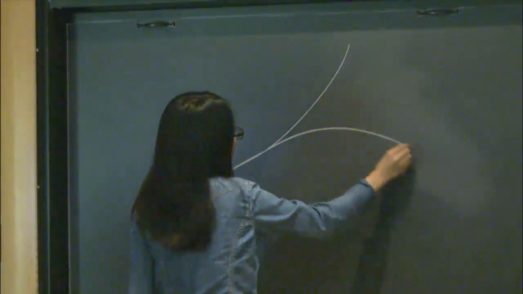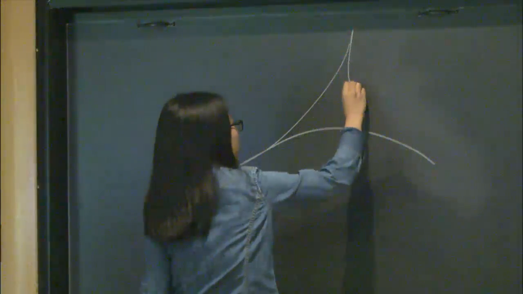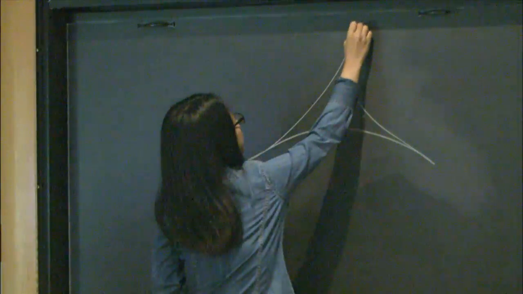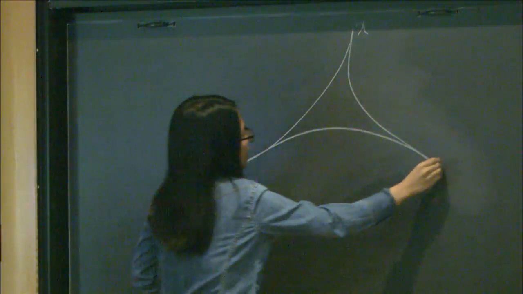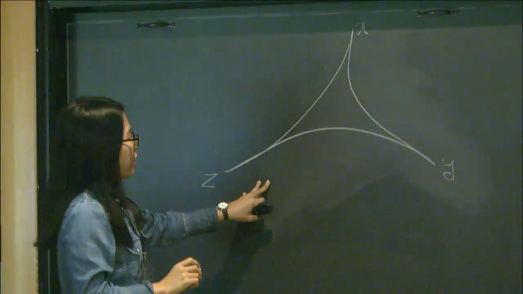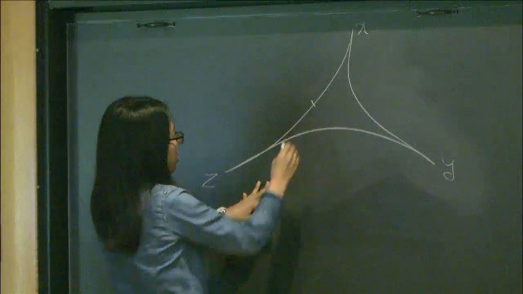So we are in the hyperbolic space. So my triangle is very thin, with vertices x, y, z.